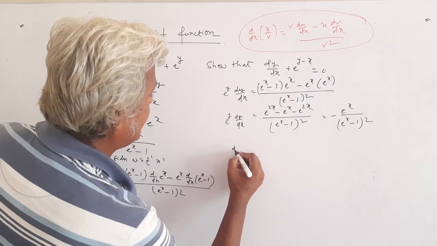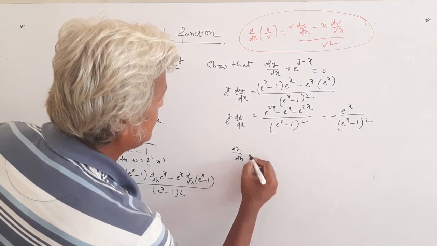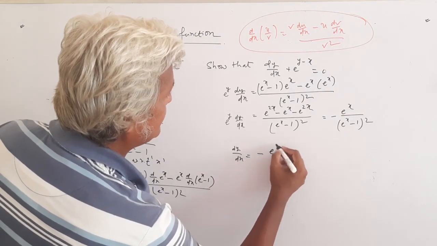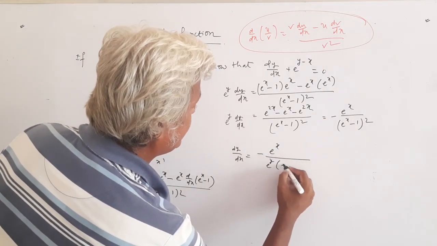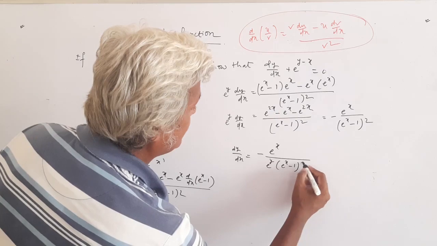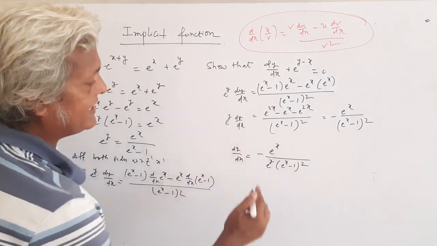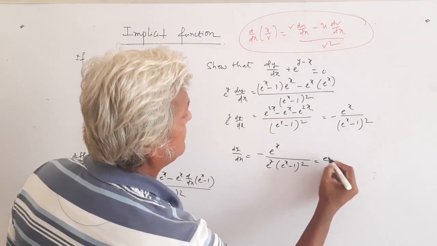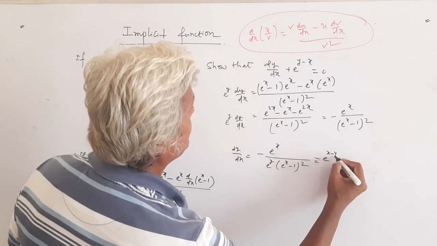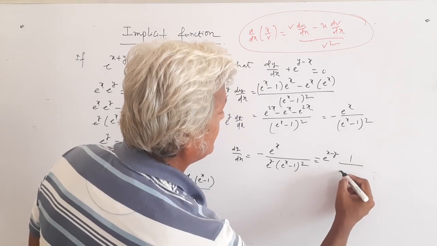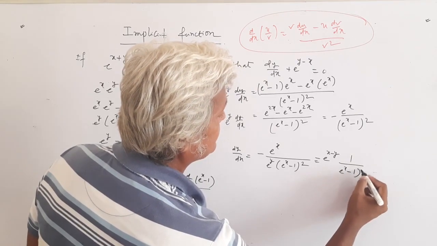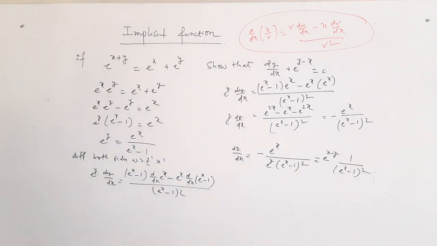So dy by dx is minus e^x upon e^y (e^x minus 1) whole square. So this y I take on the top and it will become minus e^(x minus y) over (e^x minus 1) whole square.